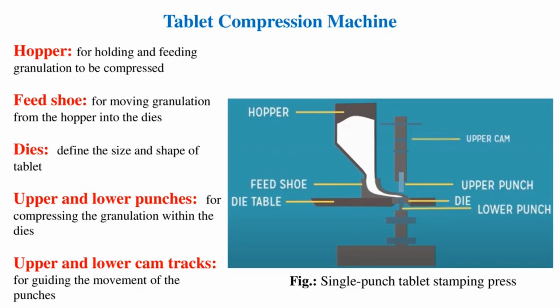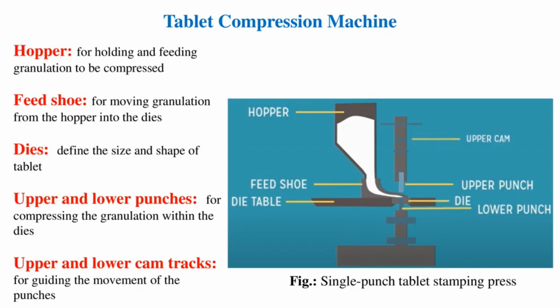Tablet compression machine. Hopper, for holding and feeding granulation to be compressed. Feed shoe, for moving granulation from the hopper into the dies. Dies define the size and shape of the tablet. Upper and lower punches, for compressing the granulation within the dies. Upper and lower cam tracks, for guiding the movement of the punches.